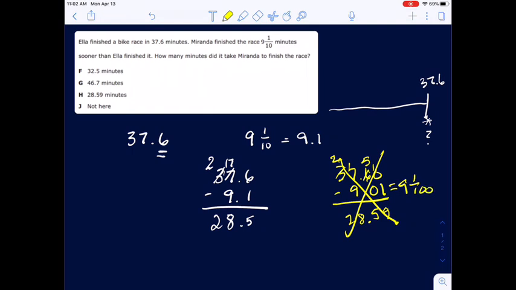So I can't just pick what's close. I have to go back and figure out, are my answer choices logical? Before I decide that the answer is truly not here, I have to make sure I didn't make any mistakes. And we all can agree F is not logical, G means Miranda finished later than Ella, and H is a simple mistake of writing the place value in the wrong place. So the answer actually is J. Not very often you see a "not here" that's actually the right answer, is it?